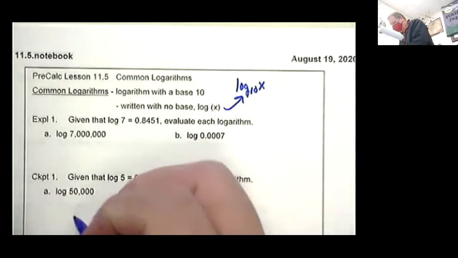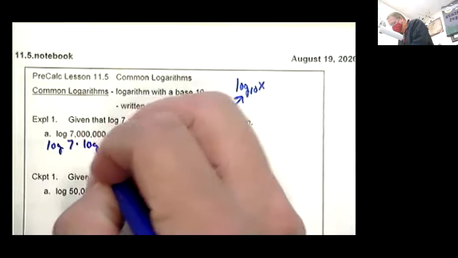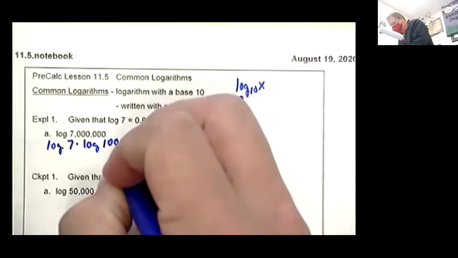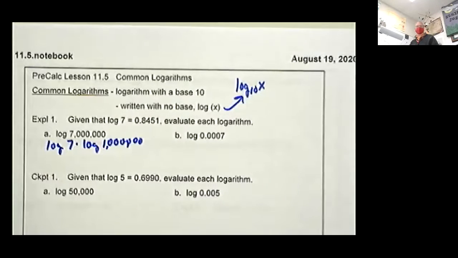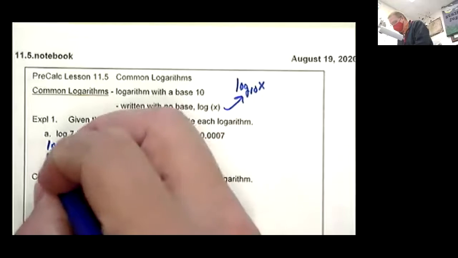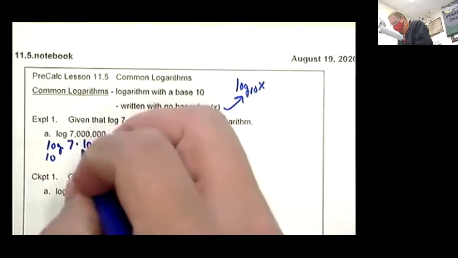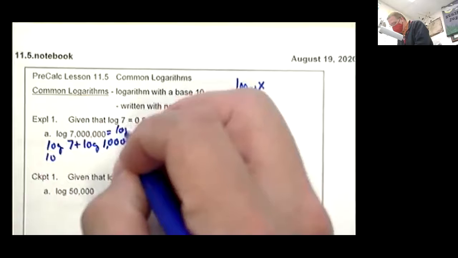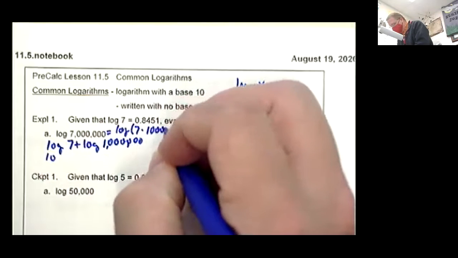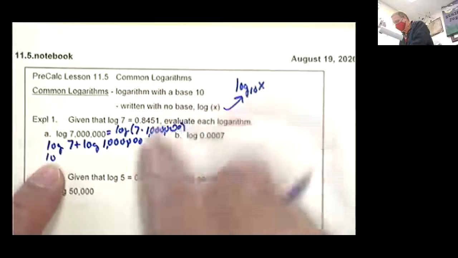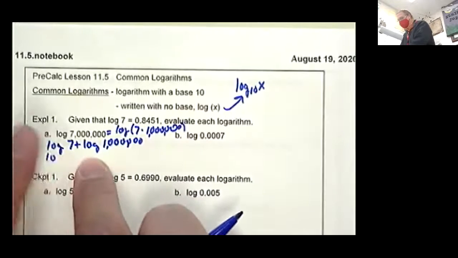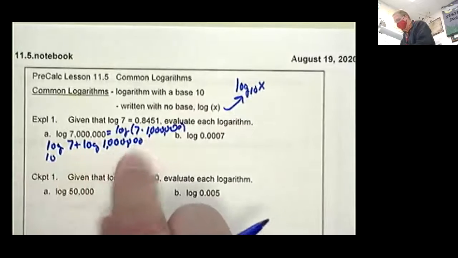Note that this turns into log of 7 times 1 million. Because we are multiplying, we're using the rules from the last lesson: when multiplying the arguments, we can add the logarithms. So we're going to call this log of 7 times 1 million, and that turns into log of 7 plus log of 1 million.